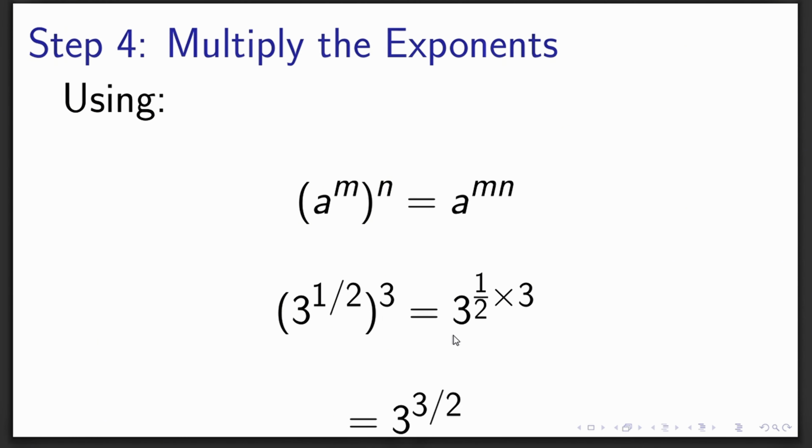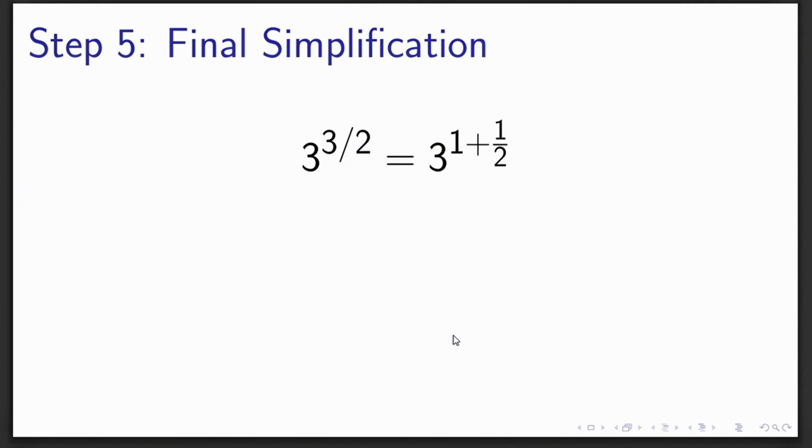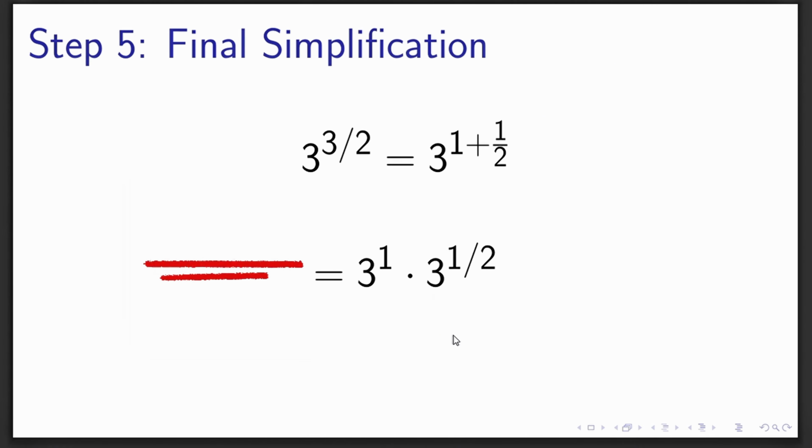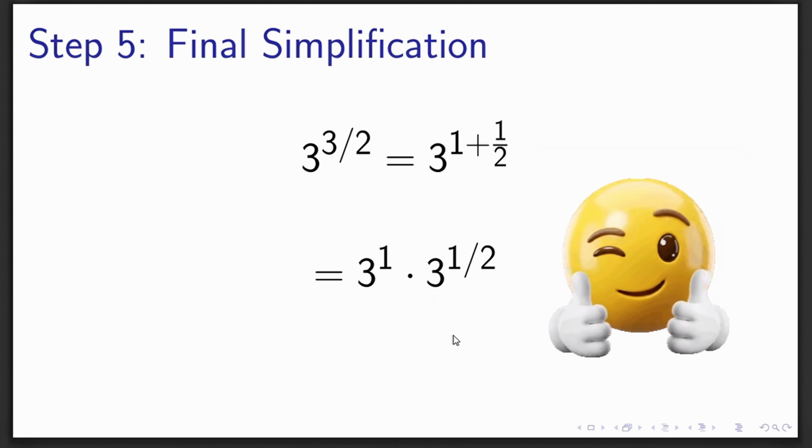Now we can further simplify this because we know that 3 power 3 by 2 can be written like that, 3 power 1 plus 1 by 2. Now by using the law of exponent, I can write this just like that, 3 power 1 multiplied by 3 power 1 by 2. Now we know that 3 power 1 by 2 is basically root of 3. So this means our final answer will be 3 root of 3.